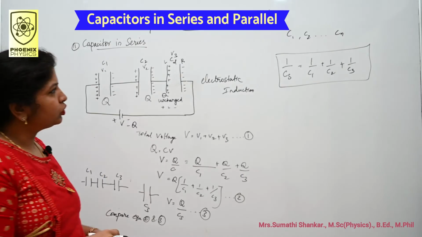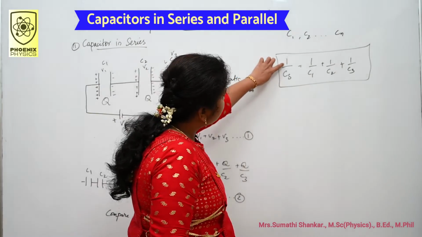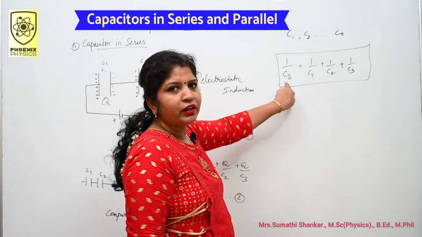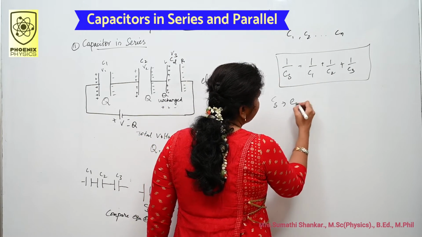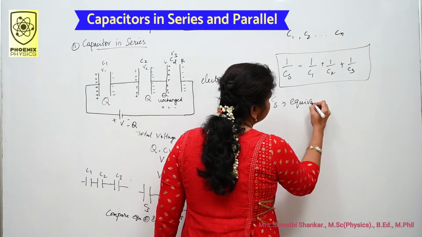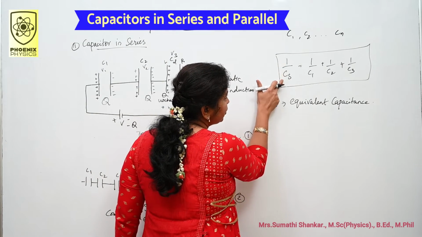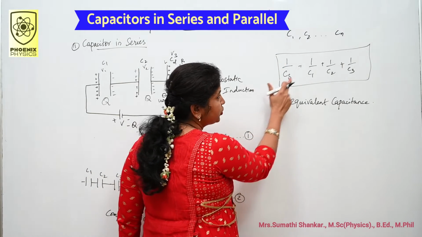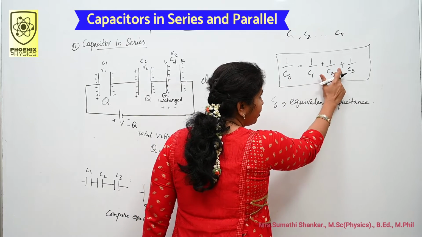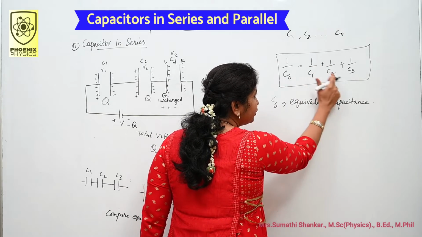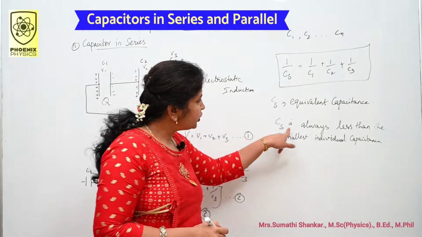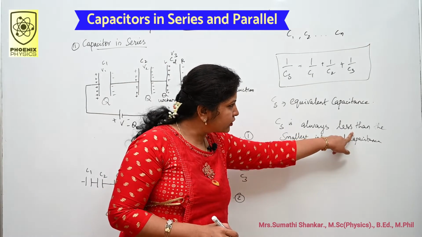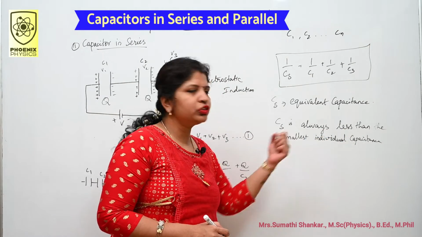And what is your conclusion? The inverse of the equivalent capacitor. What is the CS? CS is nothing but the equivalent capacitor. The inverse of the equivalent capacitance is equal to the sum of the inverses of the individual capacitances. Another important point is CS is always less than the smallest individual capacitance.